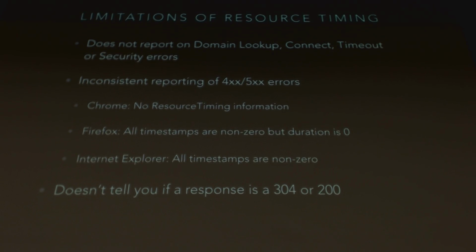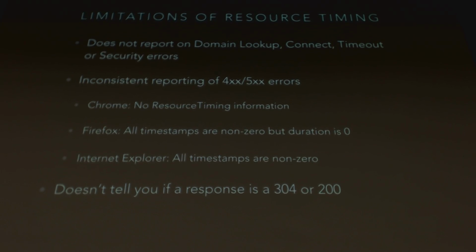So it actually needs to get a response back from the server to know if you have permission to read that or not. There's inconsistent reporting of 4xx and 5xx errors. This is something where you actually get a response from the server, but different browsers handle it differently. In the case of Chrome, which turns out is what we do all of our testing on, there's no resource timing information. So I initially assumed that browsers just did not report this. It turns out that Firefox and Internet Explorer, which are the other browsers that support it, do so differently. In the case of Firefox, all timestamps are non-zero, but the duration field is 0. Whereas in Internet Explorer, all timestamps are non-zero, so you actually get some timing information for 4xx and 5xx. It depends on whether it's same domain or not to tell whether you'll get detailed information or not.